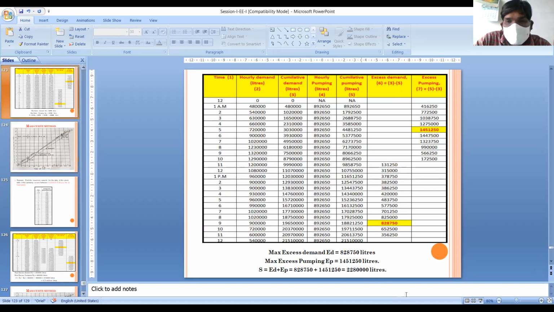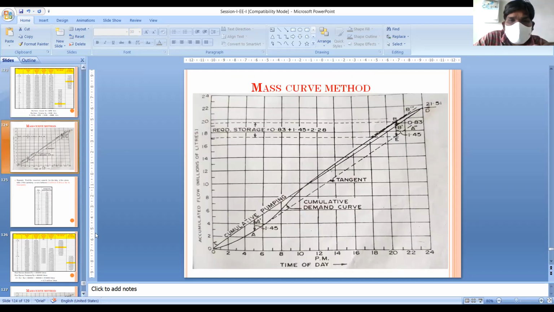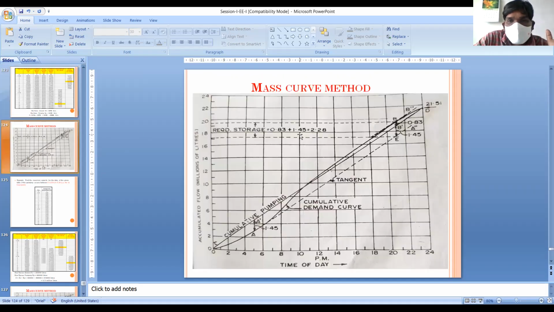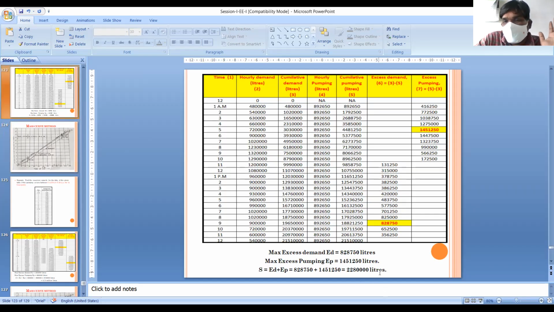See, the value is 8,28,750. We just rounded it up to 83 lakhs. Sorry, 8,30,000. Here, 8 lakhs we just convert into million liters, that is the reason 0.83. Here 1.45, this is 18 lakhs, this is 14 lakhs, that is why 1.45. Total is 2.28. Here also we got 2.28. Understand? The same value is projected on the graph.